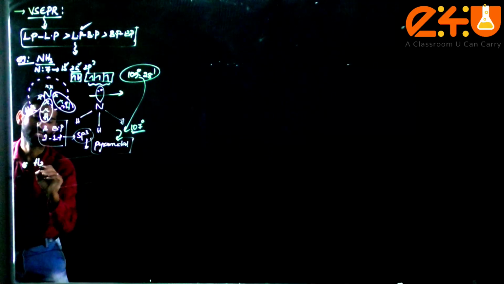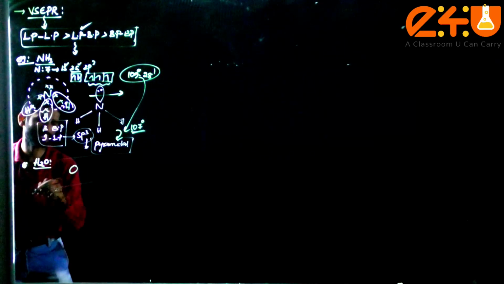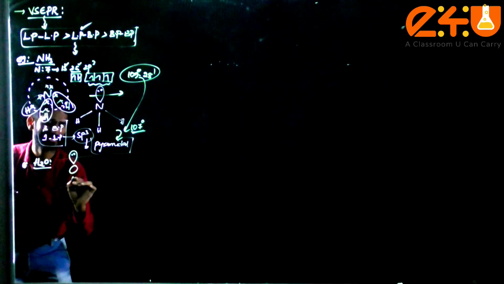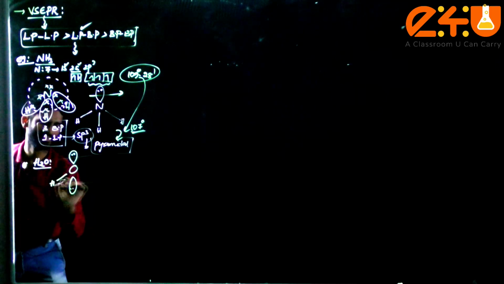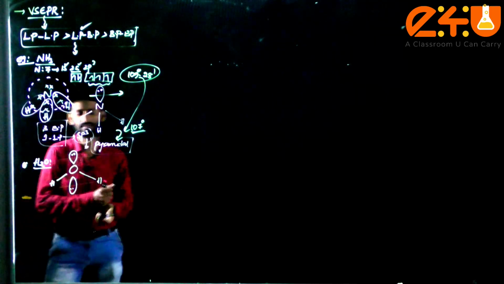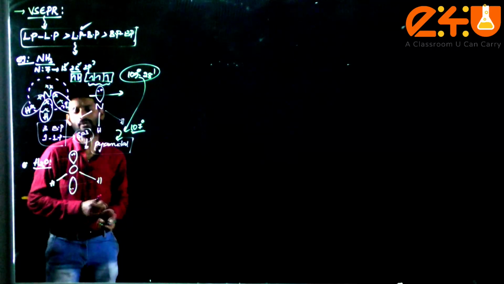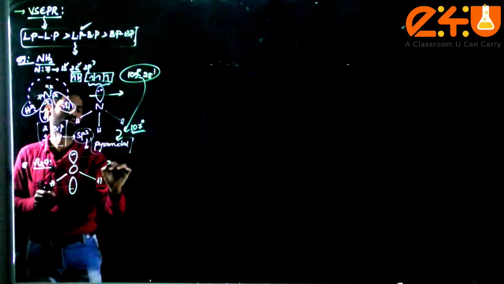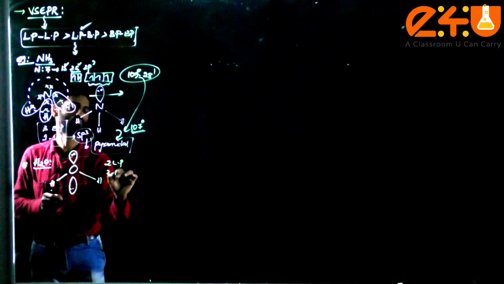Next comes the H2O molecule. Same here, I am writing directly. There are 2 lone pairs of electrons here. One hydrogen here, one hydrogen. How many lone pairs, dear students, here? Here 1, here 1. Total lone pairs of electrons here is 2. There are 2 lone pairs as well as 2 bond pairs.